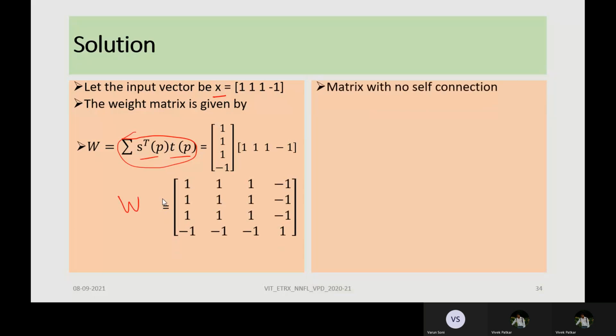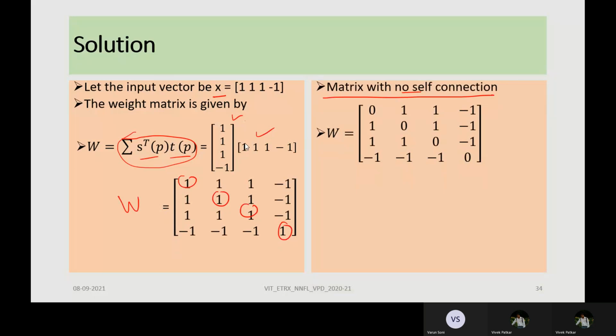Now, since this is a very important step in the discrete Hopfield network, no self connection. मतलब ये सब जो terms है, इनको we have to make it 0. And it will always be a square matrix because इसका और इसका dimension same, क्योंकि both are same. Got it? Yes, sir.